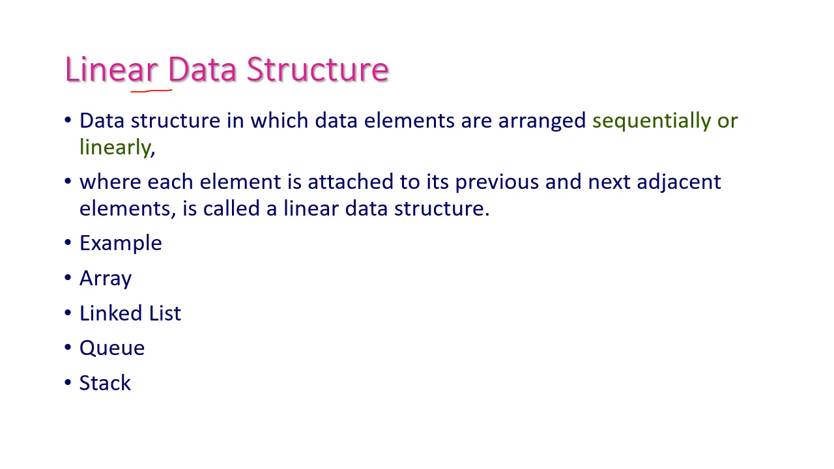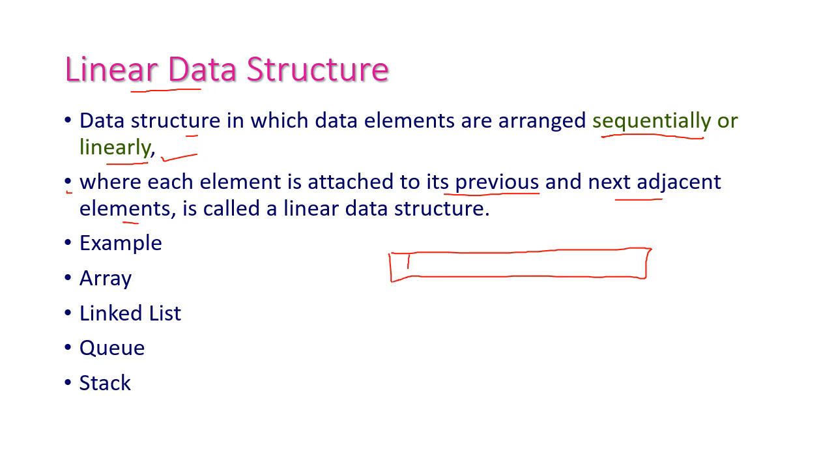The first category is linear data structure. Linear data structure means the data elements are arranged sequentially or in linear fashion. Here each element is attached to its previous and next adjacent element. That is, the data will be stored in a linear fashion, one after another. So this is the first element, second element, third, fourth, etc., up to the nth element. All the data will be stored in sequence fashion. Then this is called a linear data structure.